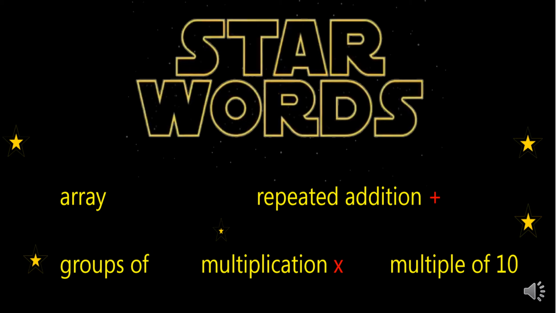And our last star word phrase is multiple of 10. That means numbers we say when we're counting in tens. These are numbers that are part of the 10 times tables.